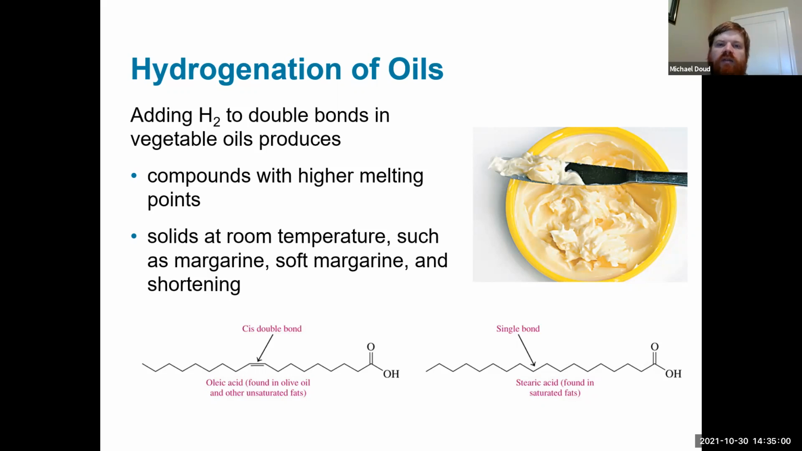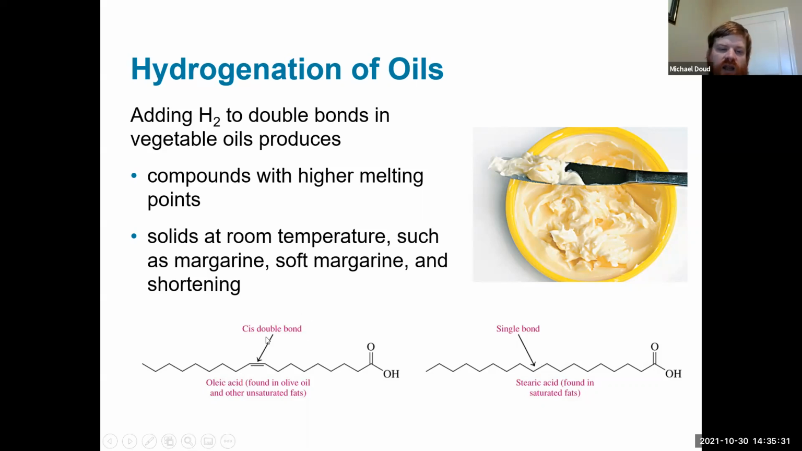But the problem is those animal oils tend to be more expensive than the vegetable oils that you can get from things like olive oil, for example, canola oil. There's many different types of vegetable oil. So a long time ago, chemists came up with a way to take those vegetable oils and turn them into something more like the animal oils. And that's this hydrogenation process.